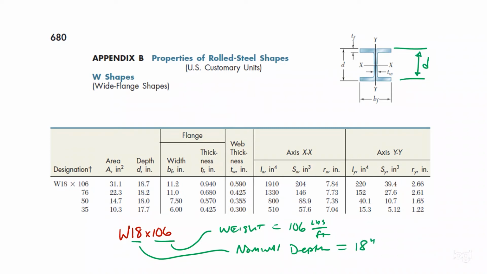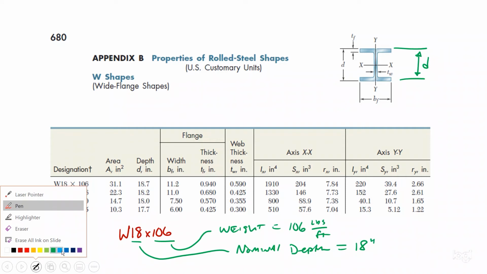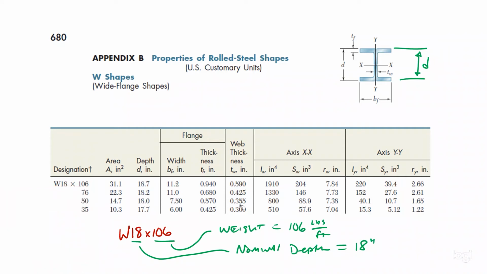Now, why do I say nominal depth? Well, it's because nominal means that it's approximate. If you look at this range of W18s here, you can see that the depth ranges from 17.7 all the way up to 18.7. So in the case of a W shape, that depth is really just the nominal or the approximate value. Okay, now for us, what we're interested in is the section properties for the W18 by 106. Specifically, we're interested in the moment of inertia, so we take back that I is going to be equal to 1910 inches to the fourth.